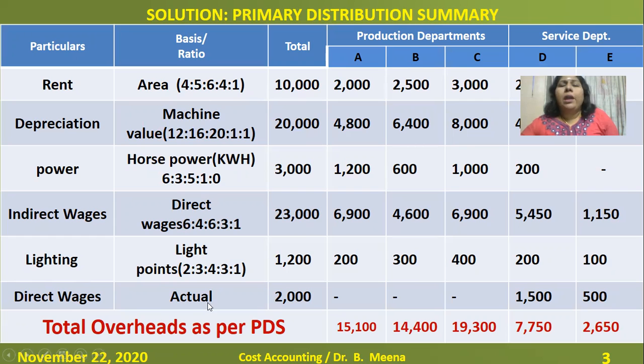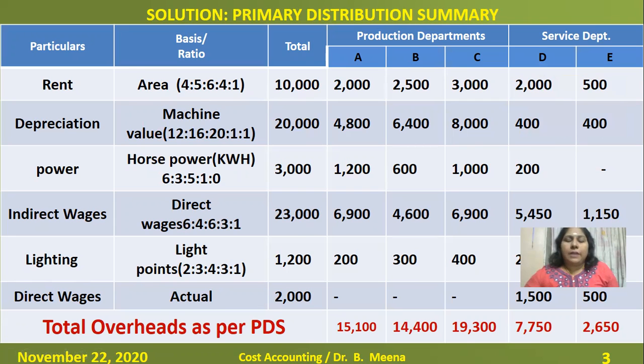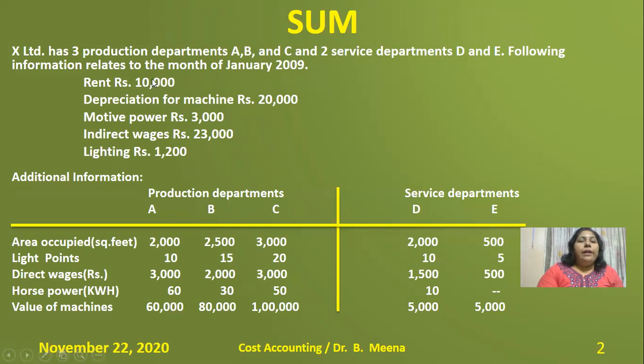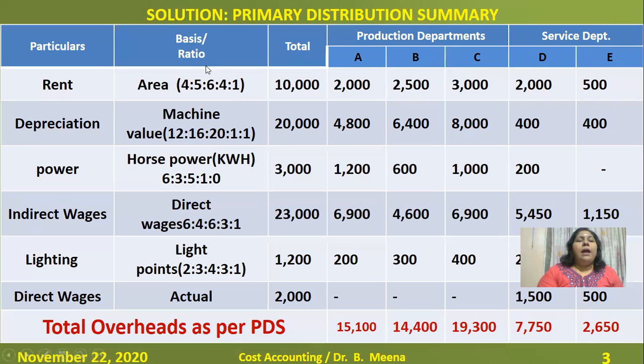Then we will go one by one with the expenses as per this problem. Rent. Rent is 10,000, right? So this 10,000 must be apportioned between A, B, C, and D, E on the basis of area occupied. So again, this area occupied, what are the amounts given? 2,000, 2,500, 3,000, 2,000, and 500. So what is the simplified ratio? I can say 4 is to 5 is to 6 is to 4 is to 1. So I can apportion like that, the rent 10,000 in the 4 is to 5 is to 6 is to 4 is to 1 ratio.